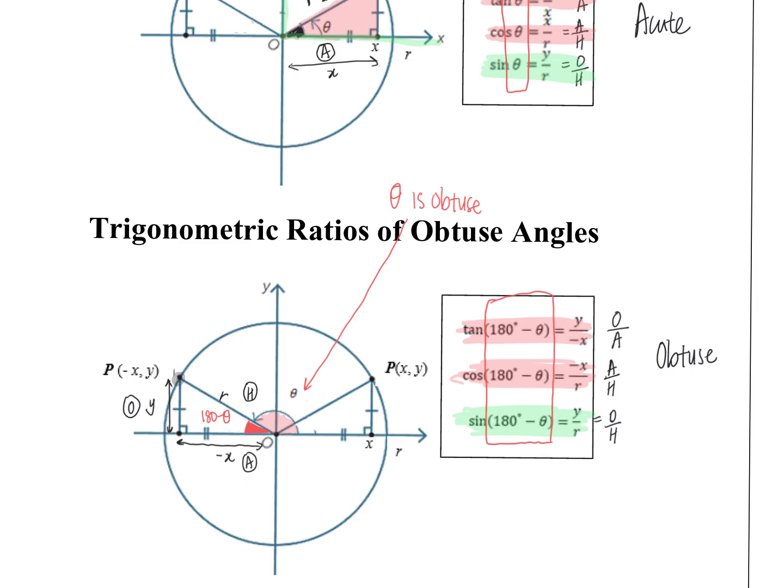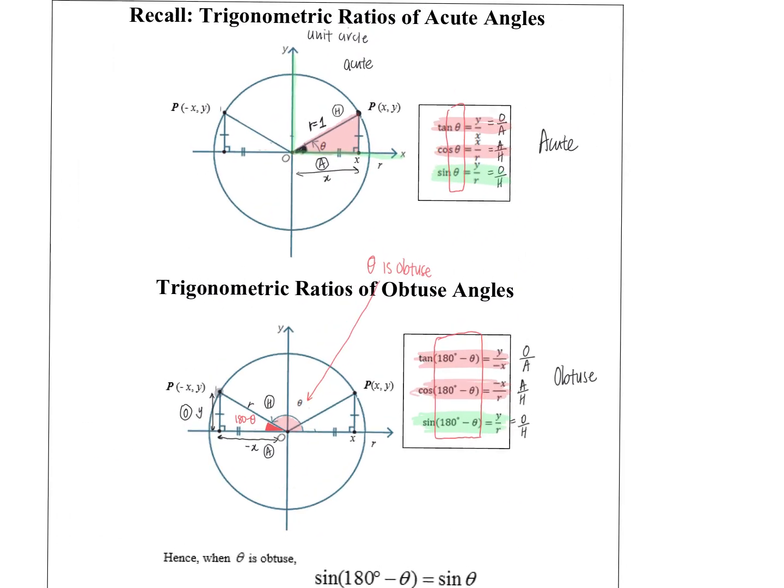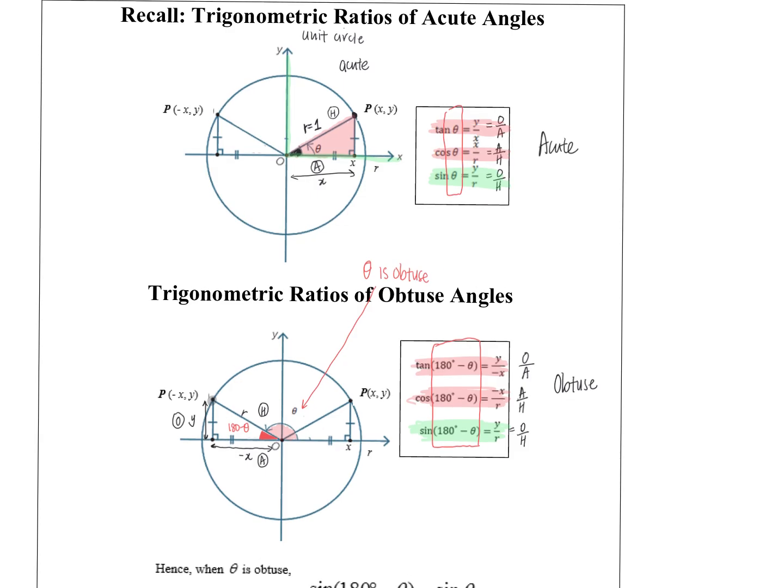But with that being said, don't need to be confused about it. When you see obtuse, which are the two ratios that will become negative? Tangent and cosine. So sine will stay positive. Okay, I ask you all to compare these two. Obtuse and acute, how is it related? How is this cosine related to the acute one? Yes, so the ratio is the same, but just add a negative sign in front only.